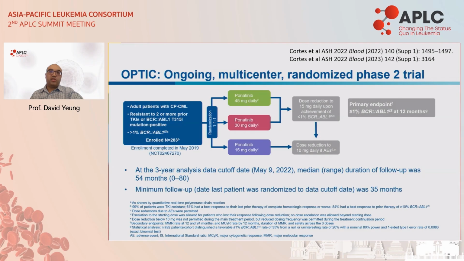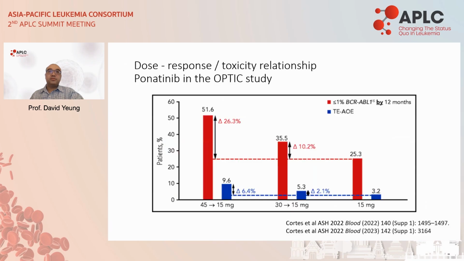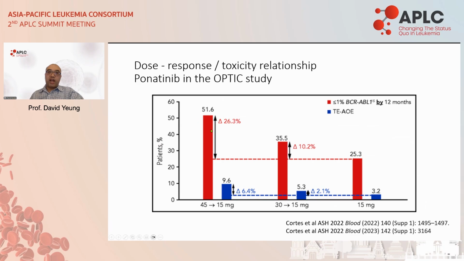The question of the OPTIC study is whether we can use a lower dose and achieve a good rate of molecular response. And this summary of response is here. So patients who started off at 45 milligrams once a day, as soon as they achieve BCR-ABL of less than 1%, dose reduce to 15 milligrams, the lowest dose that we think is necessary to maintain that response. There's a very high achievement of that molecular endpoint of BCR-ABL of less than 1%. There is an acceptable rate of arterial occlusive events.